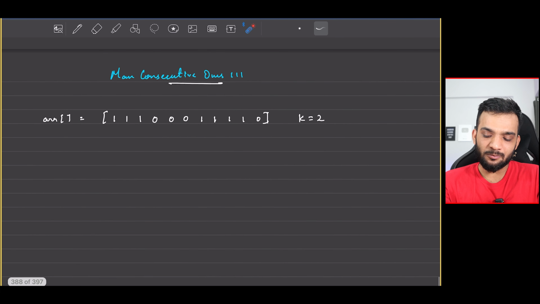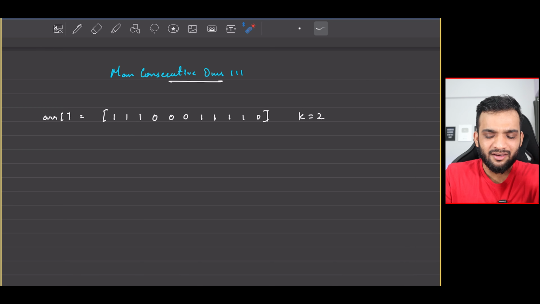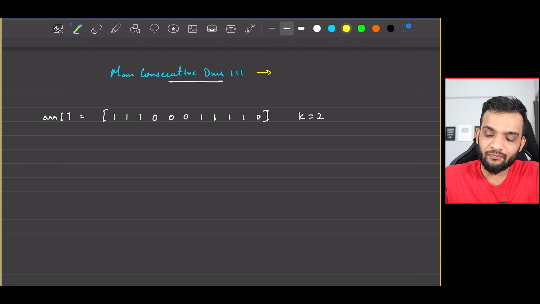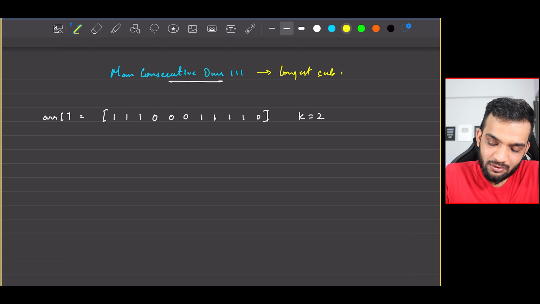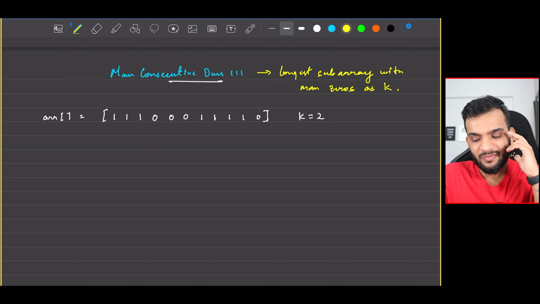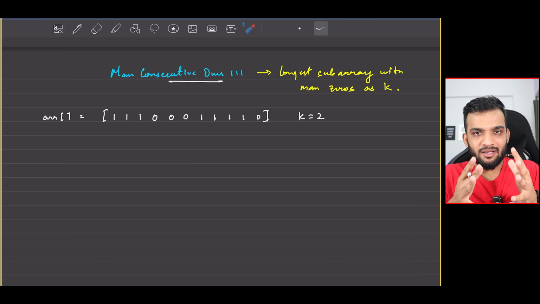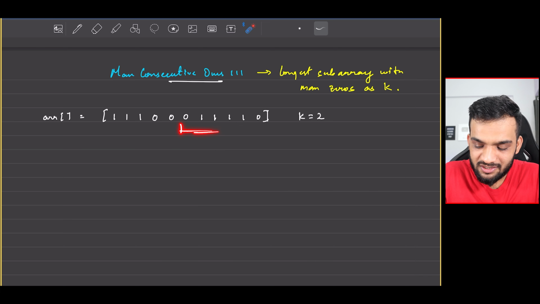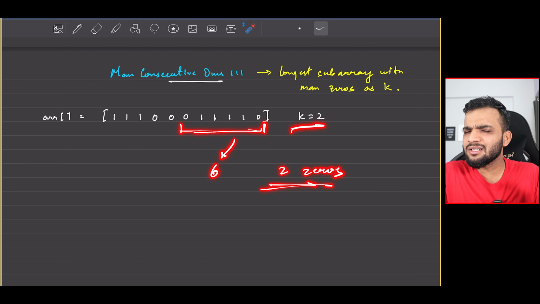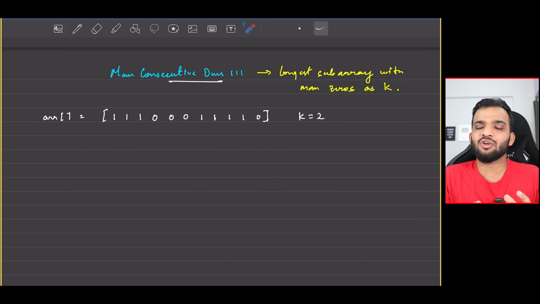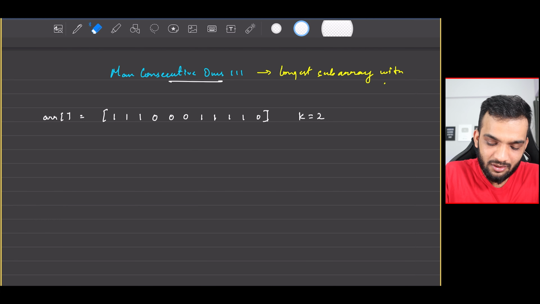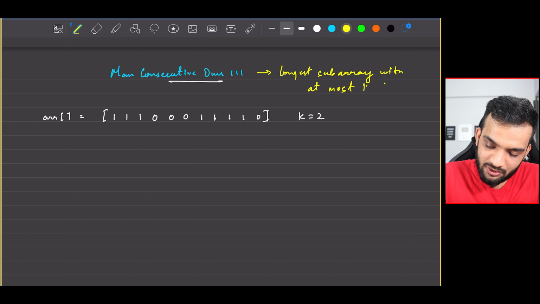Fine. So if this problem comes up in an interview, how can I approach this? Can I just convert this problem to finding the longest subarray with at most k zeros? Can I say this? Probably yes. What is a subarray? It's a consecutive portion of the array. So can I say this is a consecutive portion of the array which is of length 6, and this has 2 zeros which is under the range? So maybe I can just convert the question to finding the longest subarray with at most k zeros. I can do that, right?